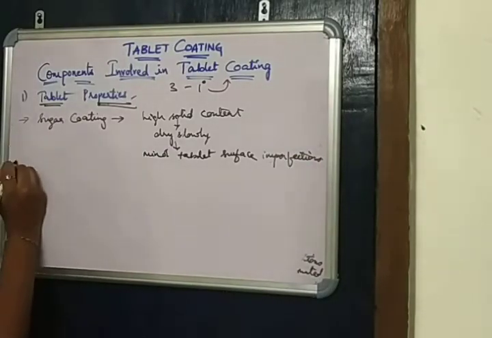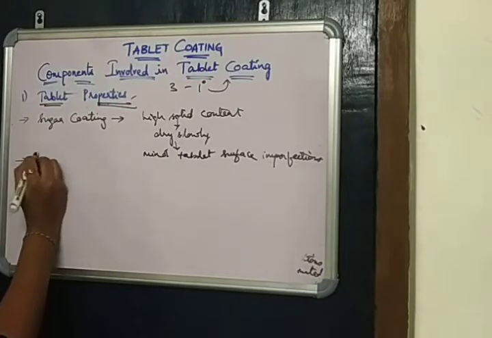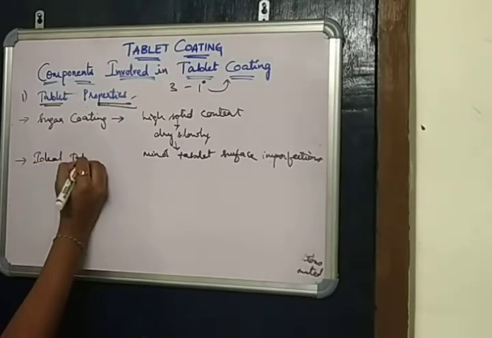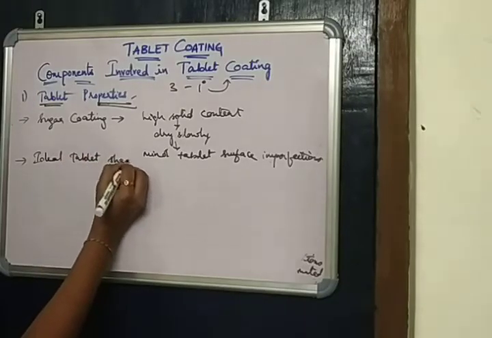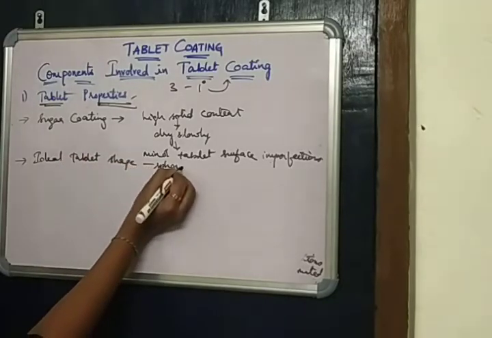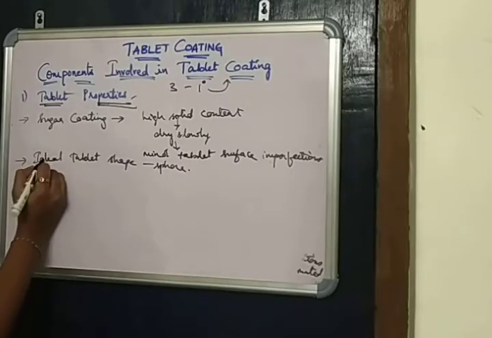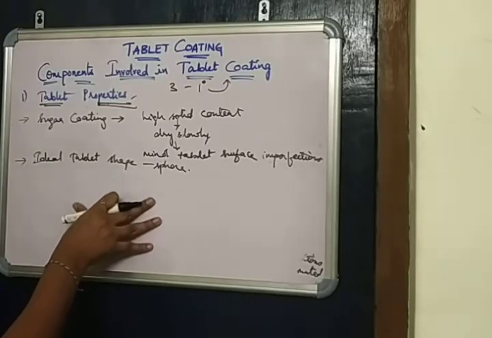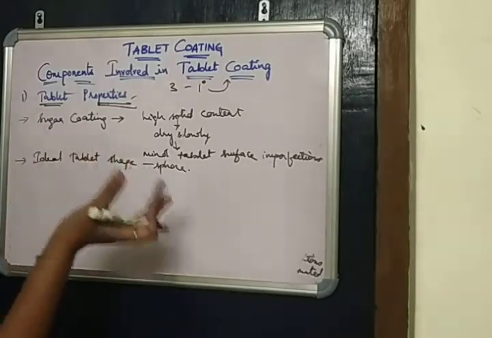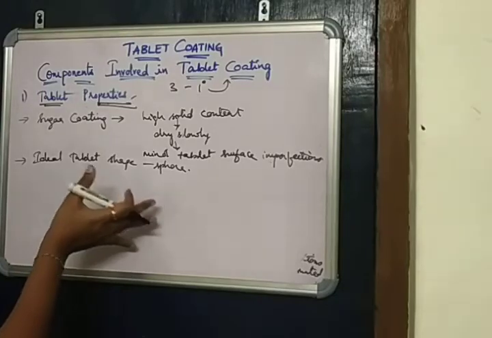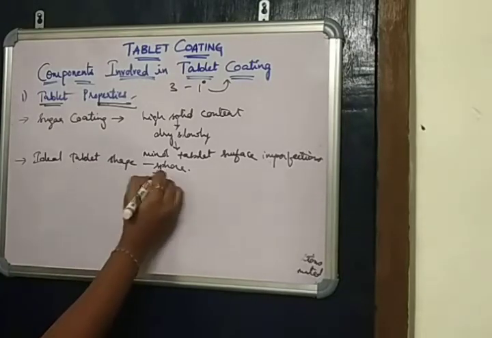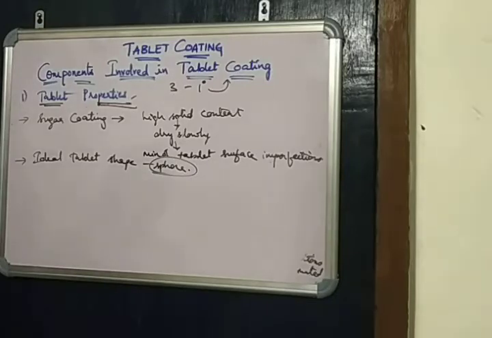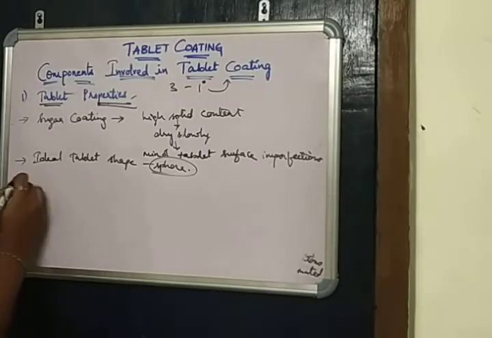In the case of sugar coating, the ideal tablet shape is a sphere. The ideal tablet shape for coating is a sphere, which allows the tablet to roll freely in the coating pan with minimal tablet contact.